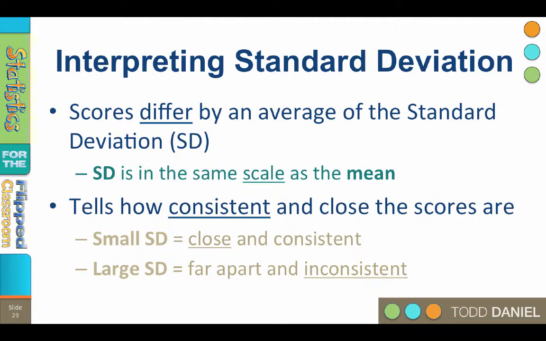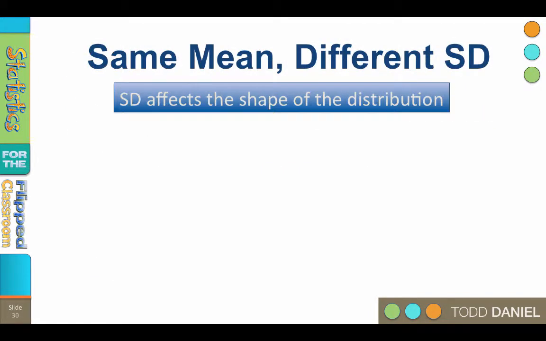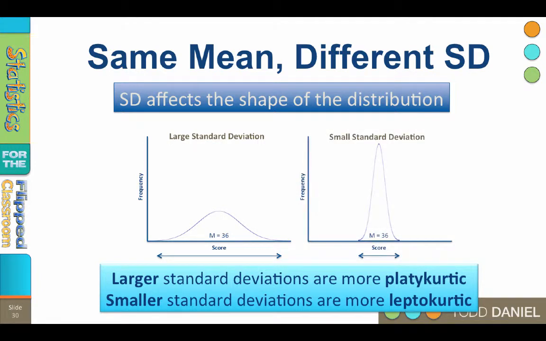The standard deviation tells us how consistent and close the scores are. A small standard deviation means that the scores are close and consistent. A large standard deviation means that the scores are far apart and inconsistent. The standard deviation also affects the shape of the distribution. Larger standard deviations are more platykurtic. The scores are more spread out. Smaller standard deviations are more leptokurtic. The scores are closer together.